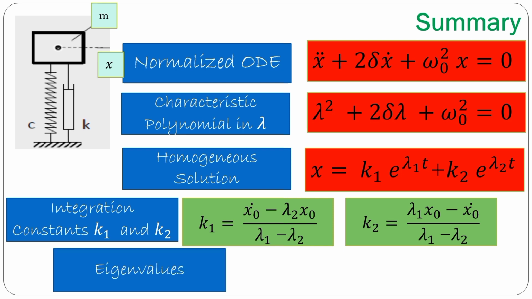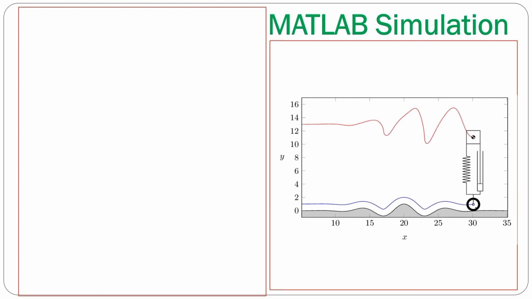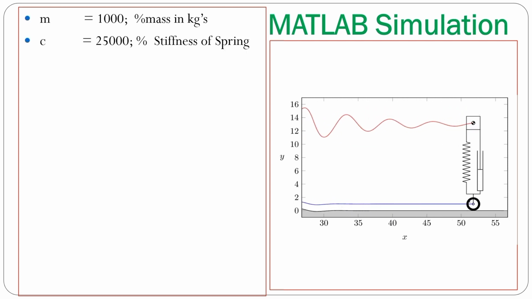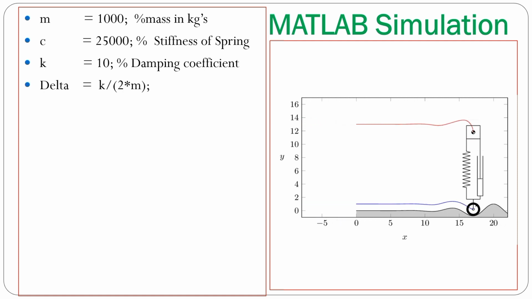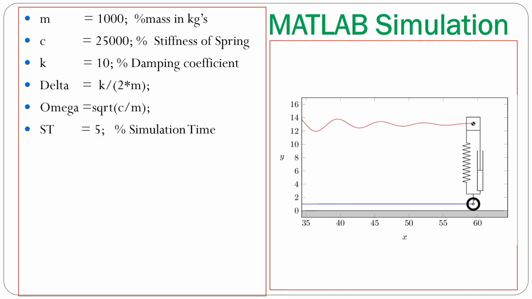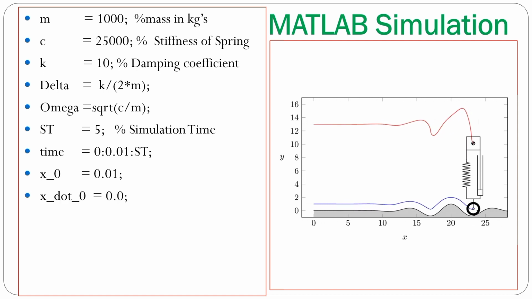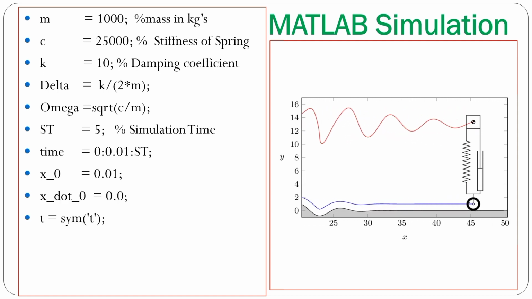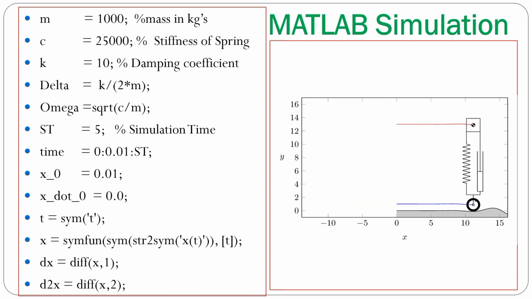Of course, we can use the mathematical model within MATLAB or Simulink. And from here we can then start with a MATLAB file. We define the mass of the body as m, the stiffness coefficient of the spring k, the damping coefficient as c, and time from 0 to 1 seconds in increments of 10 milliseconds. The initial condition for displacement is x0 equals 0.01, and for velocity x dot 0 equals 0. We then define the symbolic time variable t and the system function. We obtain the first and second derivatives and store them in dx and d2x.